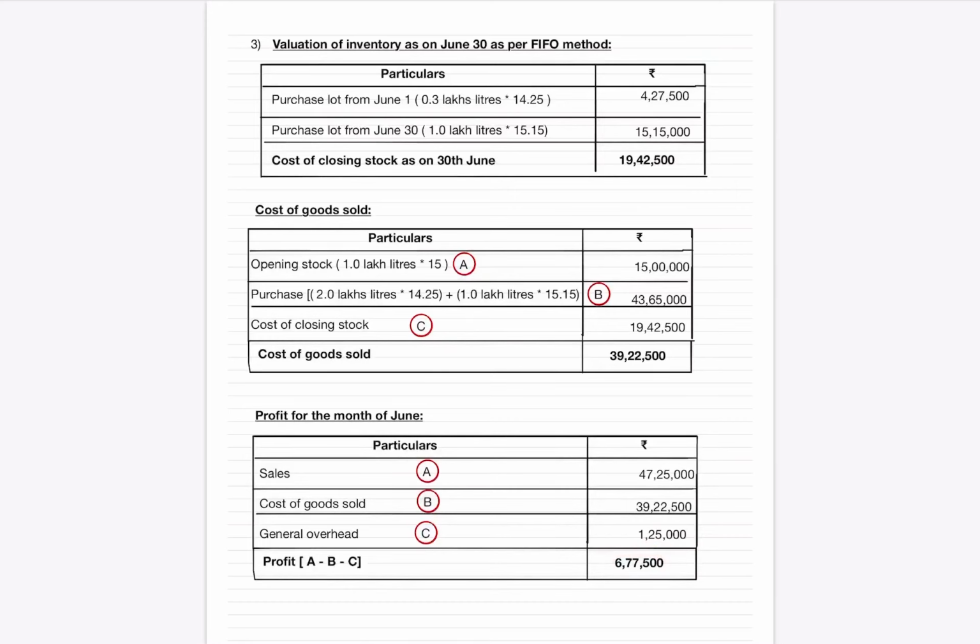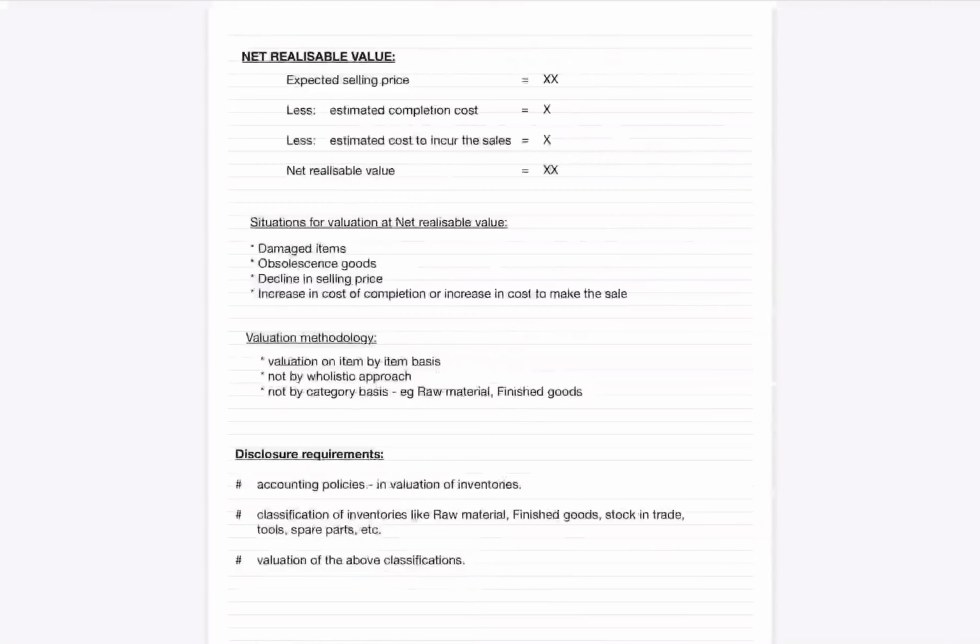Next we will move on to net realizable value. It is calculated as follows: expected selling price minus estimated completion cost of the product. This applies if the product is semi-finished goods and not finished goods. Then reduce the estimated cost to sell the product. After all these, we will get the net realizable value.